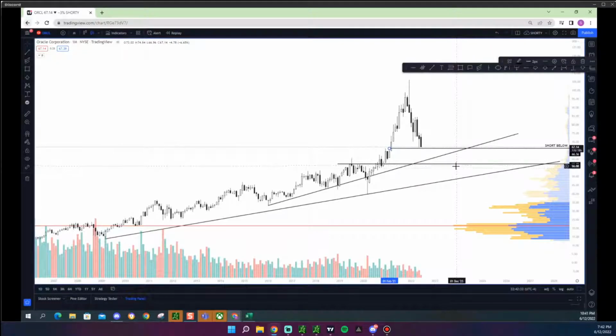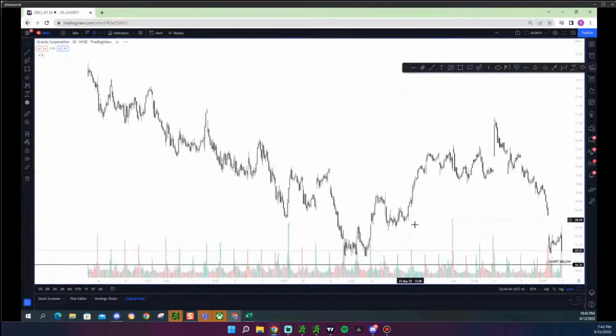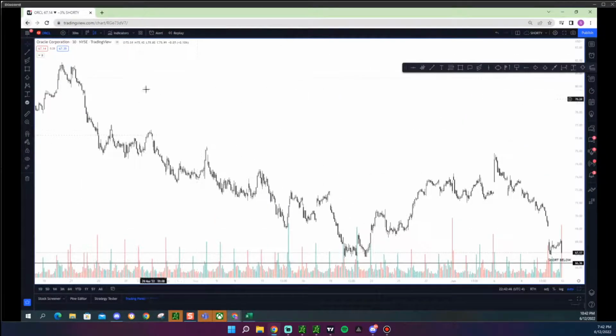Yeah, this is an easy short at 57. I might just get some 57s tomorrow for fun. Yeah, this looks fairly weak. This looks good.